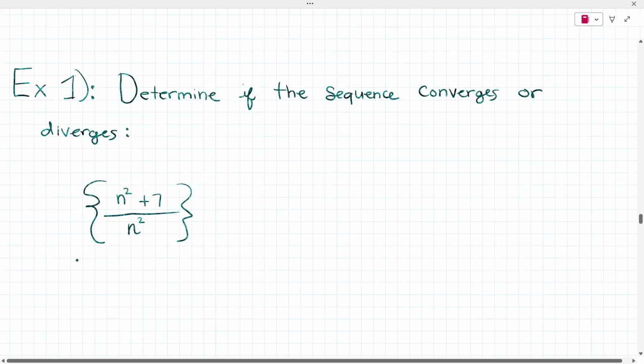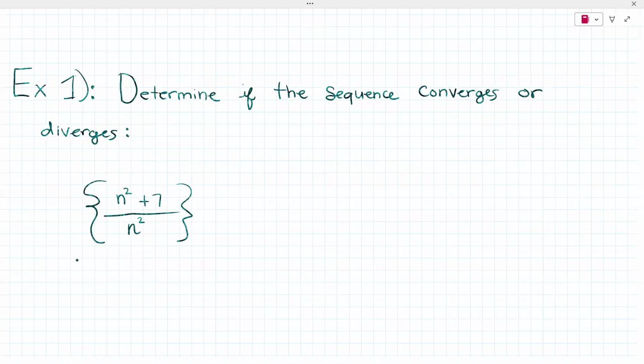So example 1. Determine if the sequence converges or diverges. So let's rewrite this as the limit as n approaches infinity of n squared plus 7 all over n squared. Now, what kind of function is this? That is a rational function. And how do you find the limit of a rational function? It's basically your horizontal asymptote, right?